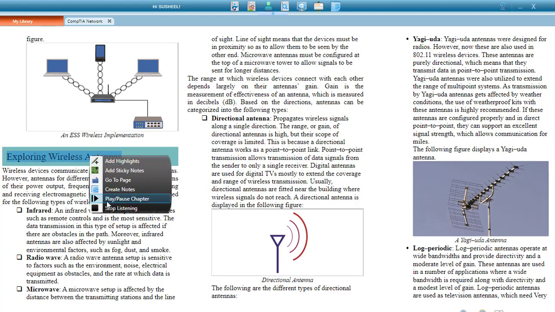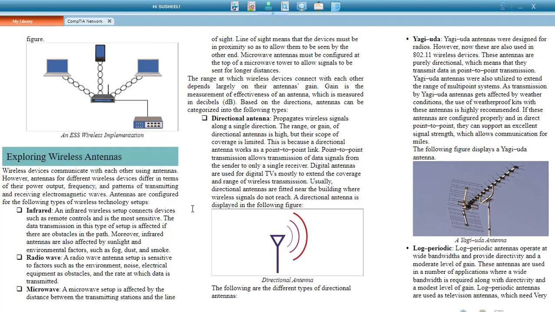Exploring wireless antennas. Wireless devices communicate with each other using antennas. However, antennas for different wireless devices differ in terms of their power output, frequency, and patterns of transmitting and receiving electromagnetic waves. Antennas are configured for the following types of wireless technology.